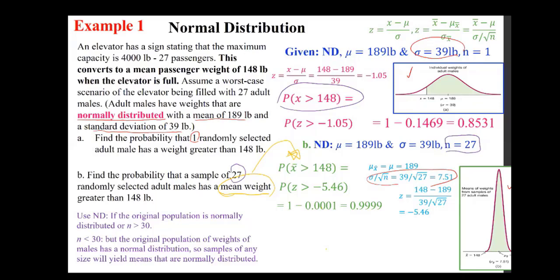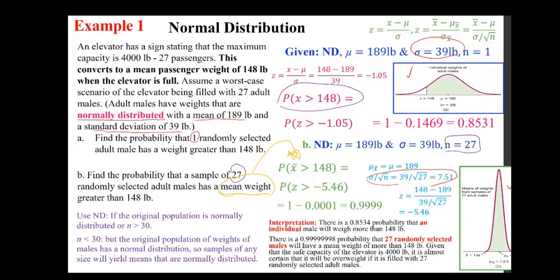But if you use the technology, you get a completely different answer. So it's almost 100%. So here's the interpretation. There is a 0.8534 probability that an individual, just one individual male, will weigh more than 148 pounds. However, there is an almost 100%, 0.9999, you see there are a lot of 9s and then 8 if you use the technology.